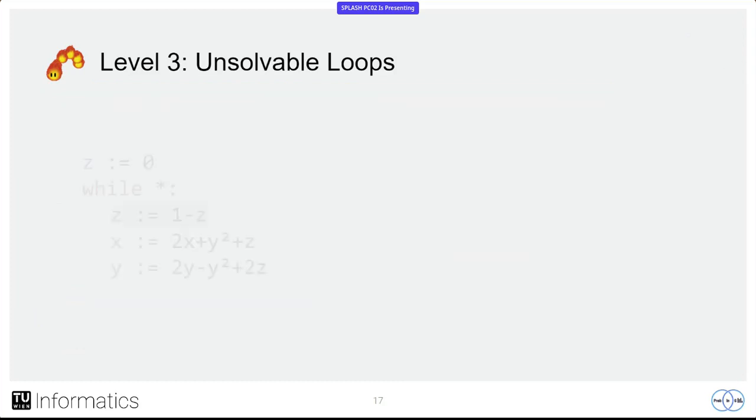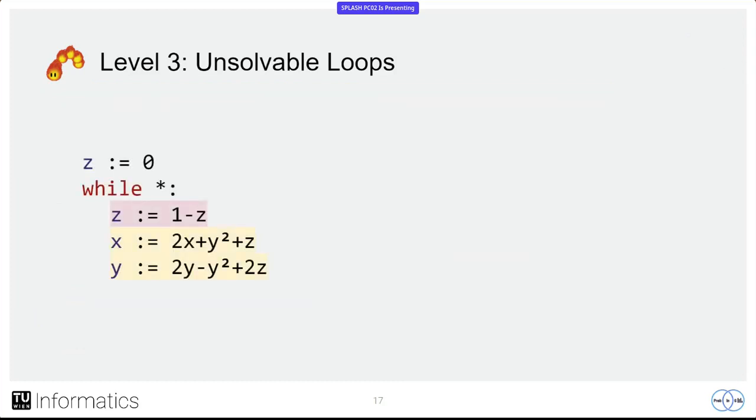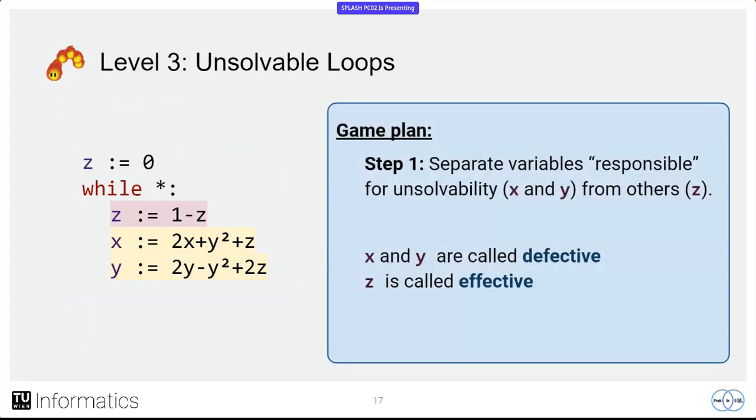So these are two examples, but can we use this observation to create an invariant synthesis procedure for unsolvable loops? And yes, we can. This is the contribution of our paper, and it follows the observation that we made for this example. So the game plan is as follows. First step is that we separate the variables responsible, quote unquote, for unsolvability from the other ones. In this case, X and Y were the ones responsible for unsolvability, and Z was not involved at all. So X and Y are called defective, and Z is called effective.